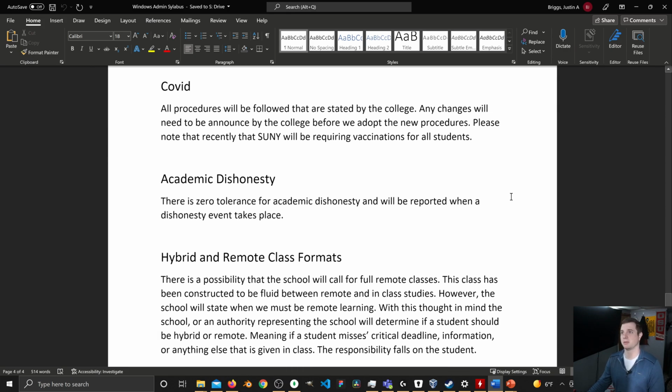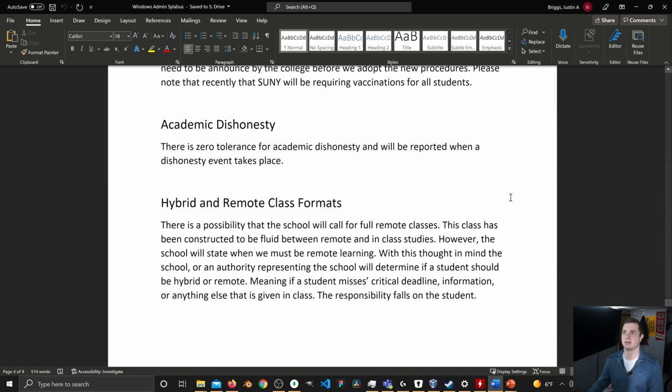COVID, we've already talked about it. We've got to prepare for a hybrid and remote, just in case that happens. And academic dishonesty, zero tolerance.